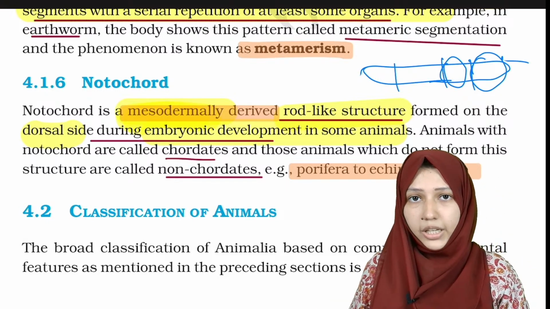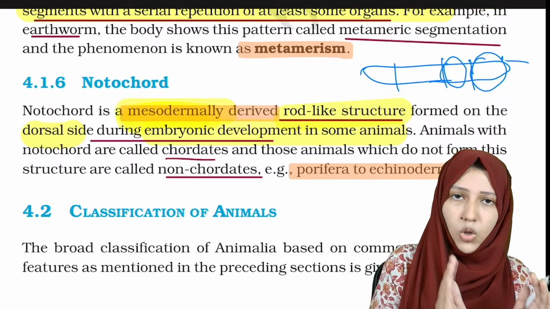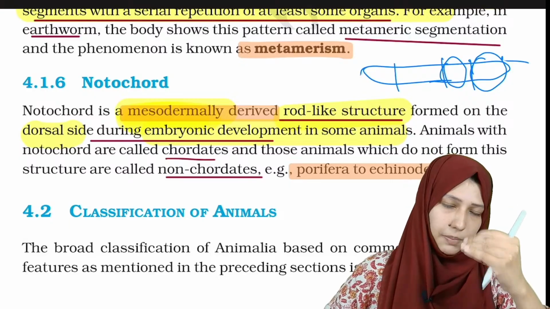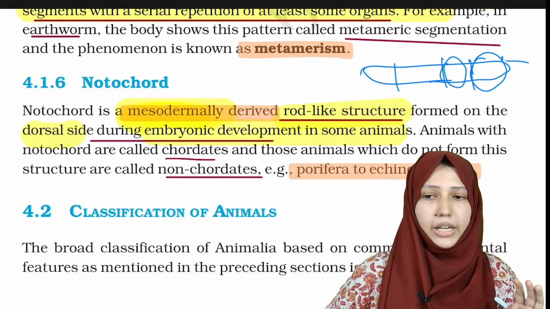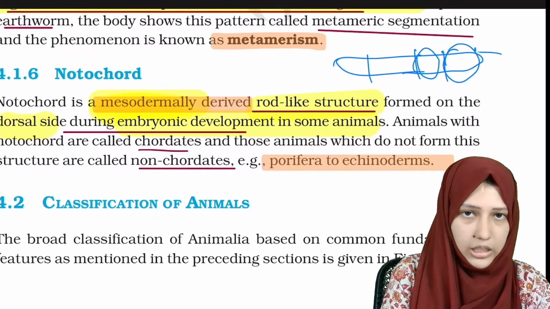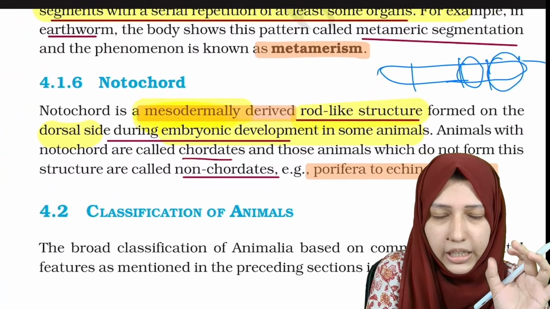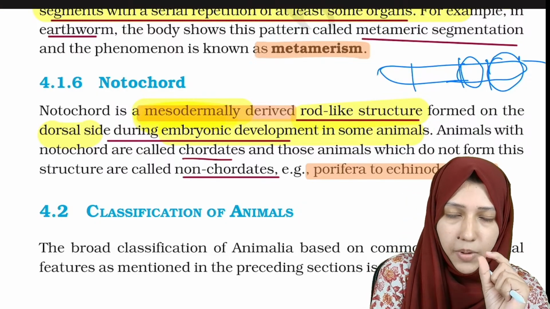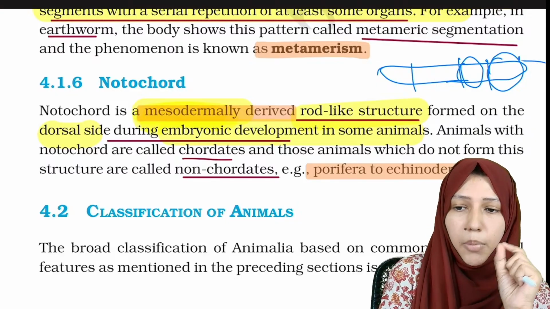And who are chordates? The phylum Chordata are chordates. Who are non-chordates? From Porifera, meaning from the sponges, till Echinodermata, everyone is a non-chordate. Clear? Hemichordata is something we will study later. We just have to remember that the non-chordates are Porifera to Echinodermata.